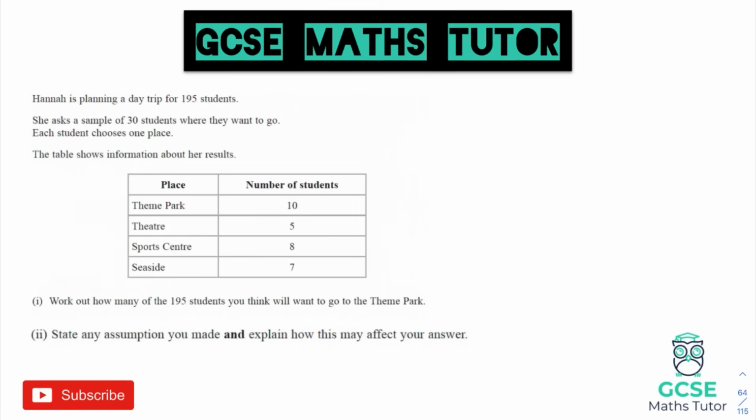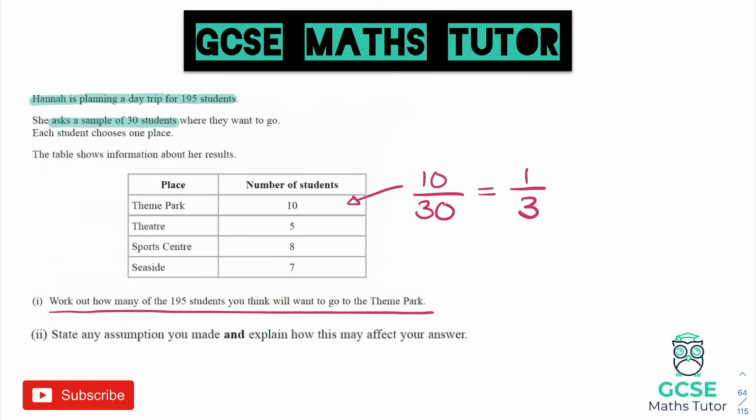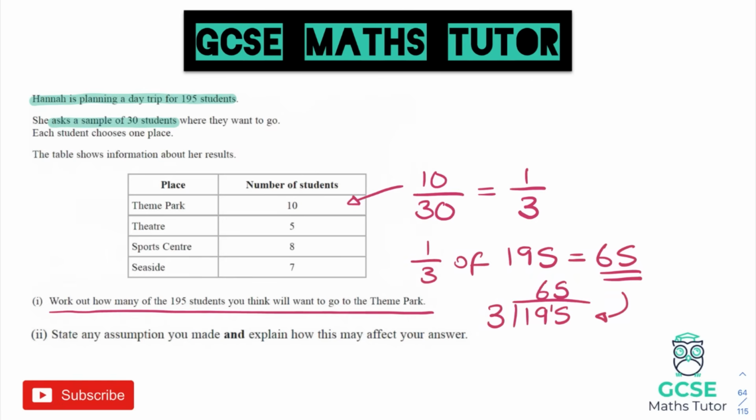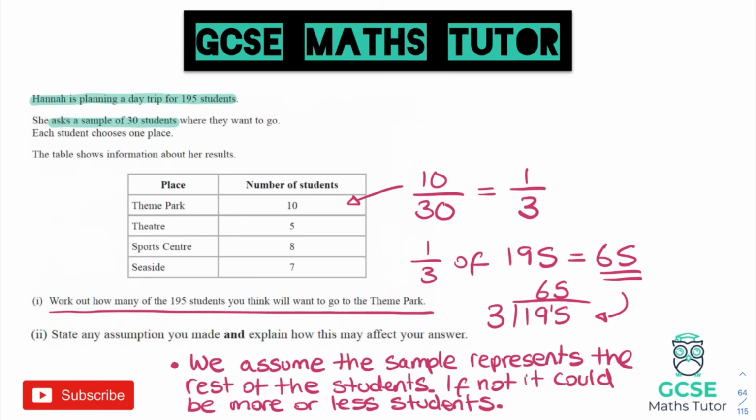When you are looking at sampling and bias, have a look at how big the sample size is. This one is out of 30 and it's asking us how many want to go to the theme park. So to the theme park would be 10 out of 30, which is the fraction 1/3. So if there's 195 in total, that would be 1/3 of 195, or whatever fraction of an amount we are given, and the assumptions we would make is that the sample represents the rest of the students.